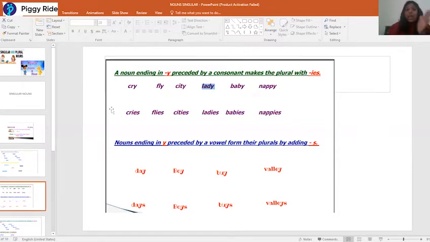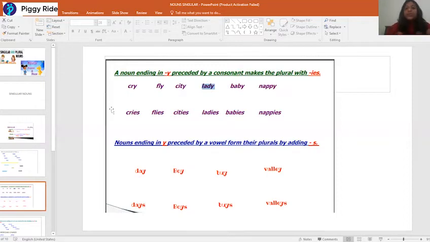Nouns ending in Y preceded by a vowel form the plural by adding S. So whenever you see that a noun is ending in Y, but it's being preceded by a vowel, which is A, E, I, O or U, they take the plural form just by adding S. Now to make this concept very clear, can we have some examples? Day, DAY. So we see that Y is preceded by a vowel A. We make it into plural form DAYS.